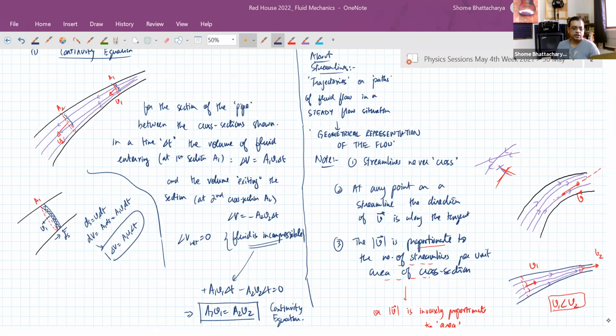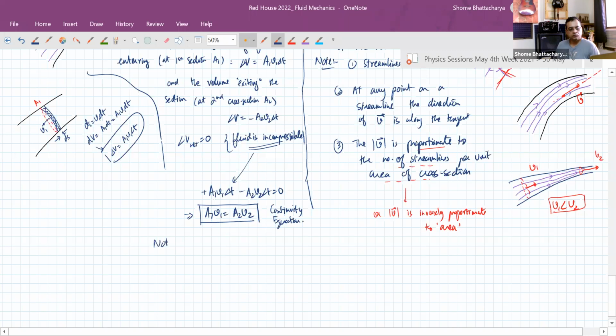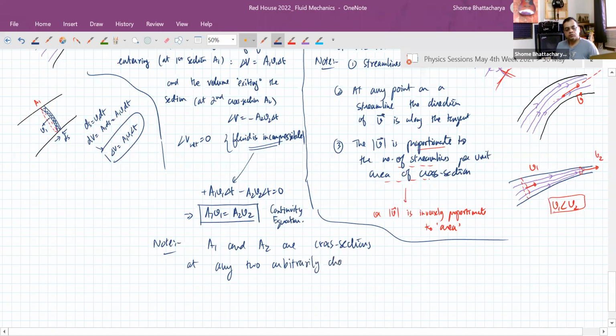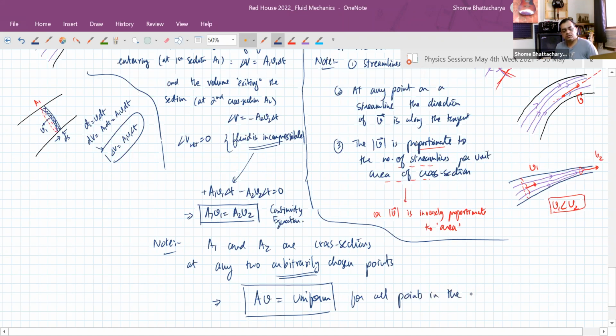Okay, so now the important thing here is, as I told you, that E1 and E2 are cross sections at any two arbitrarily chosen points. That means we can arbitrarily, without any foundation, select any 2 points, and this fact will be true for them. So in general we can say that the product of area into velocity is uniform for all points in a streamlined flow.